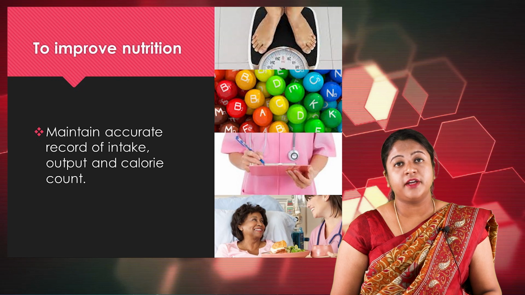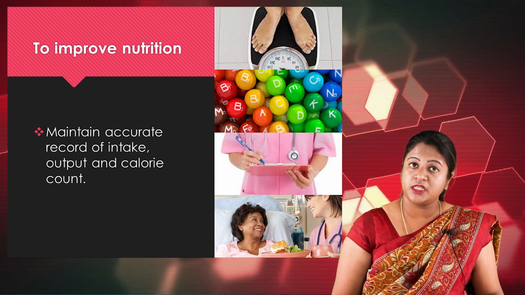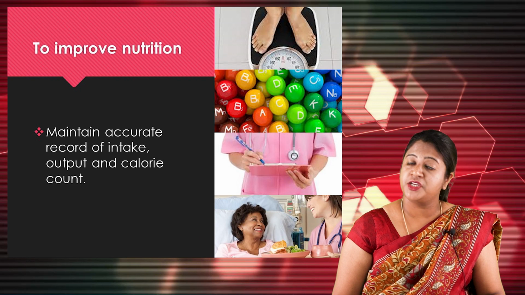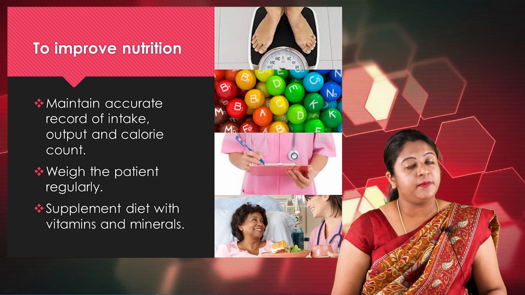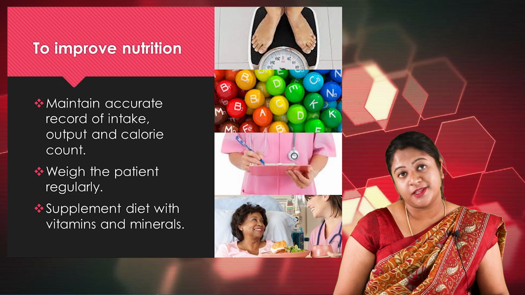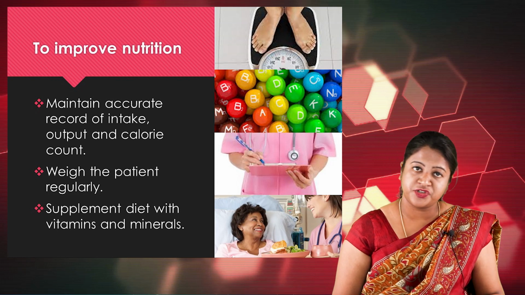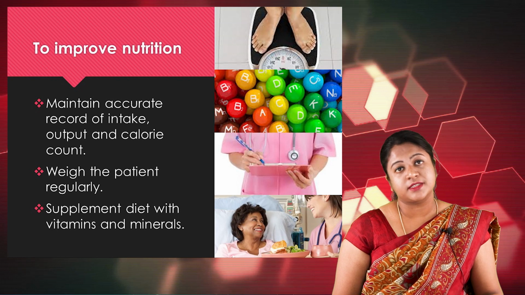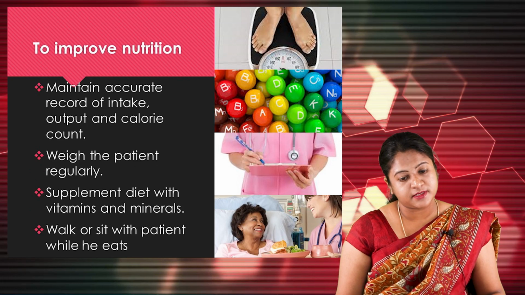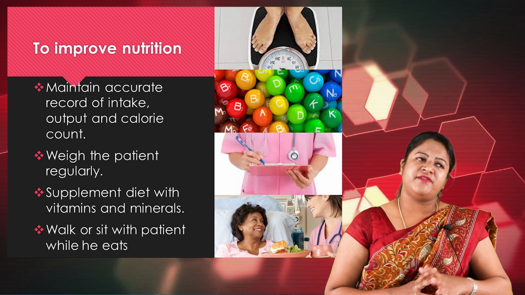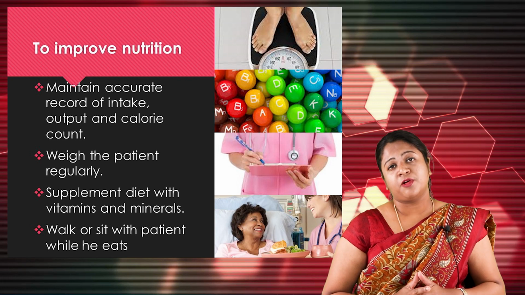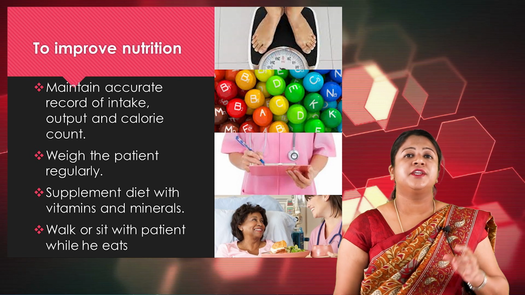Maintain an accurate record, that is, an intake output chart, and also monitor the weight of the patient at regular intervals. You can also supplement the diet with vitamins as well as minerals, because the patient is having a poor nutritional intake. Always be with the patient at the time of food. You see to it that you walk or sit with the patient whenever he eats his food, right? So these are some nursing interventions that you can have for a manic patient.